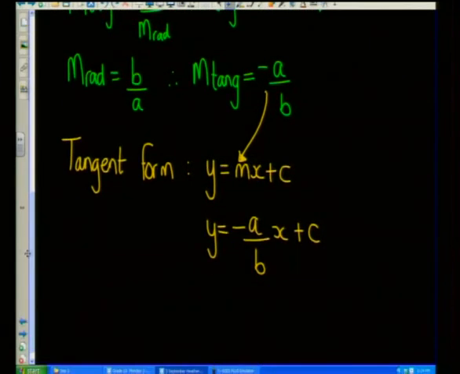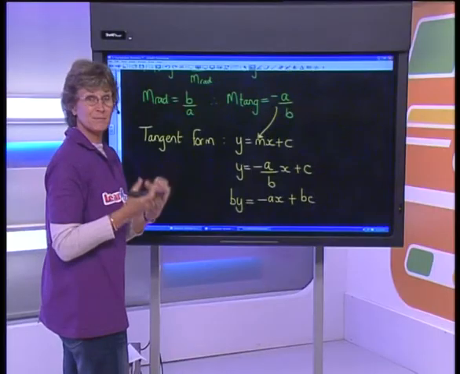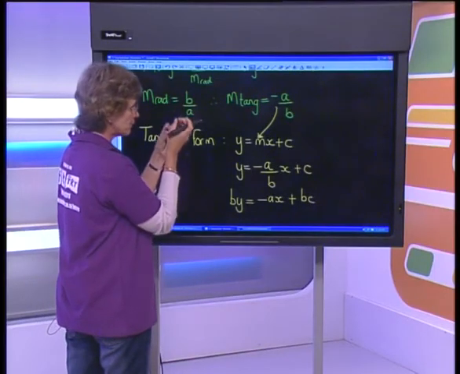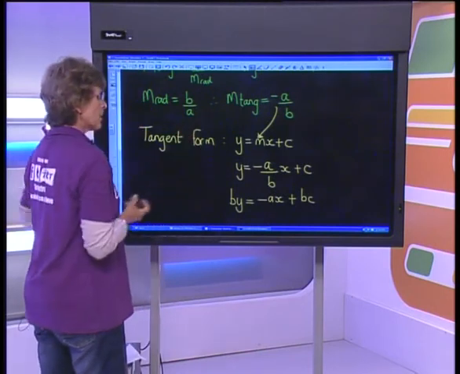Let's have a look at how I could bully this to see if I could get it anywhere close. So if I got a common denominator of b, I would get by is equal to negative ax, and then plus, what else would I get? I would get a bc. At the moment I'm really battling to make it the same as what they had. So what am I going to do?